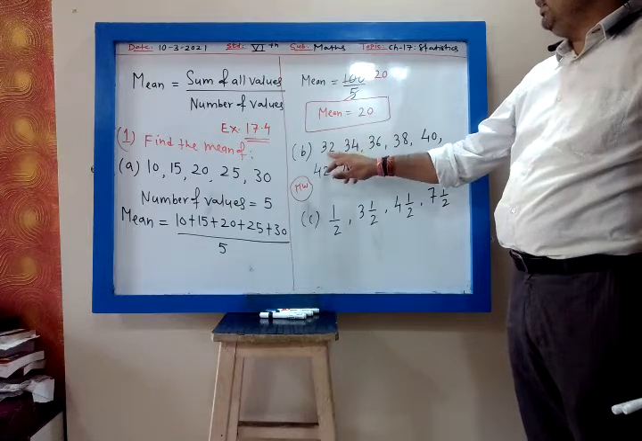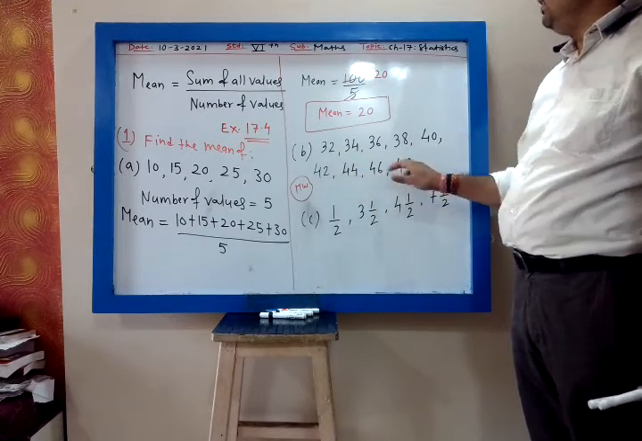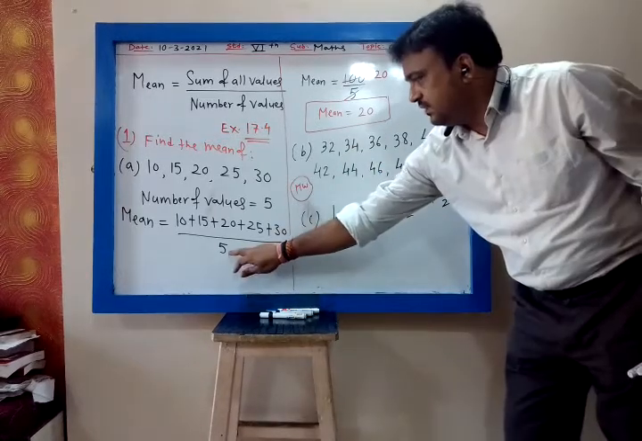No, it will not be 5. You count the values: 1, 2, 3, 4, 5, 6, 7, 8, 9. You divide the total by 9. Instead of 5, it will be 9.